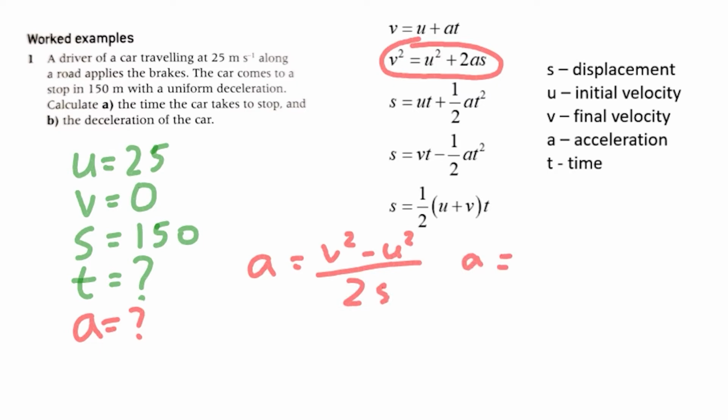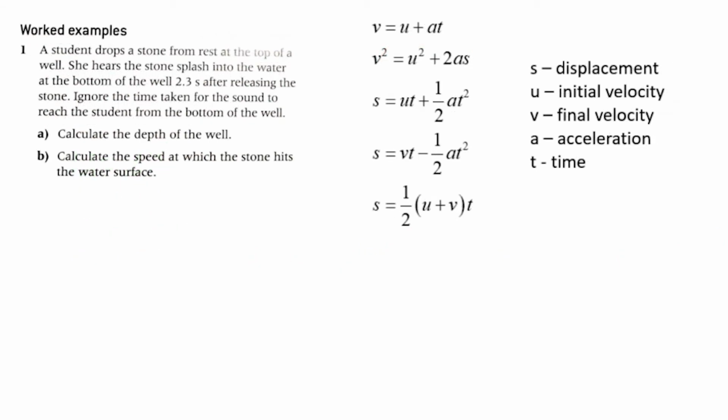Plug in the values, and we eventually get a equals negative 2.1 meters per second squared. Why is the acceleration negative? Because the car is slowing down and coming to a stop. I hope this all makes sense to you. Now let's move on to vertical SUVAT.